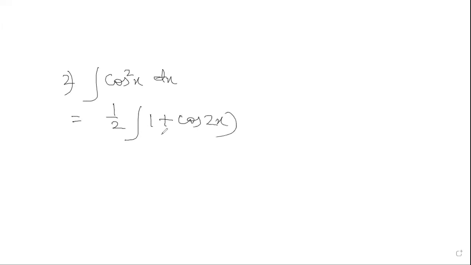I am writing the formula for this type. First, I am showing what is the technique of solving sine square and cos square. In order to get sine square integration, we have to take half (1 minus cos 2x). In order to get cos square integration, half (1 plus cos 2x). So, it will be half integration of 1, segregating the terms, plus half integration of cos 2x.